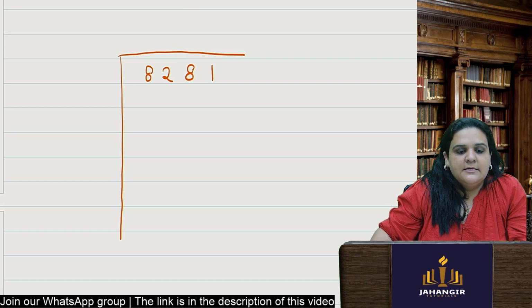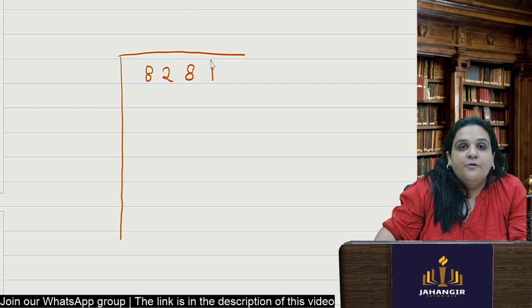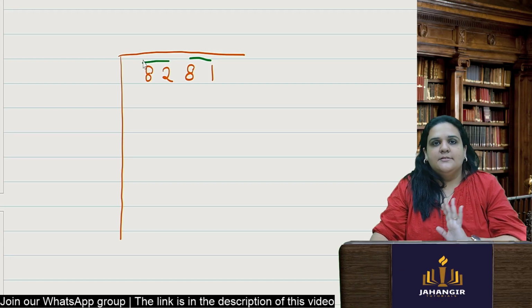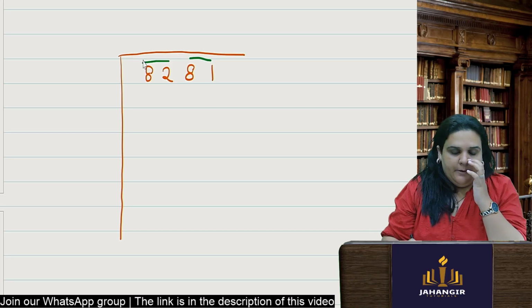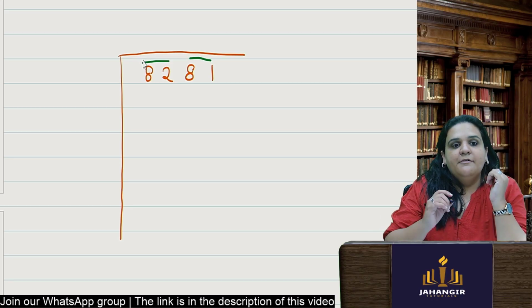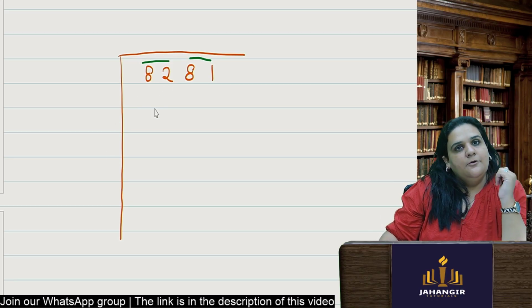Okay, so I will start pairing the numbers from the ones side. From ones I will start pairing. So this will become my first pair and then this will be my second pair. So I've got two pairs of this whole number. Now I will first work on the first pair, 82.